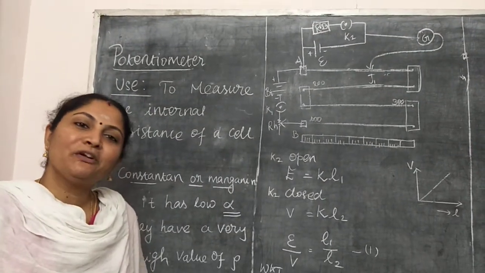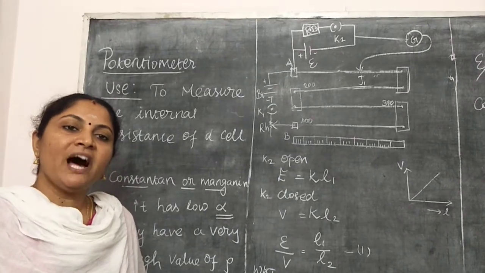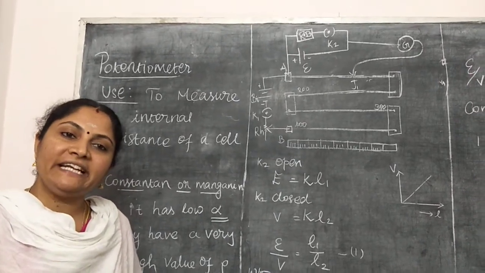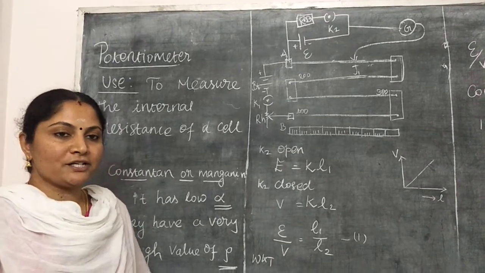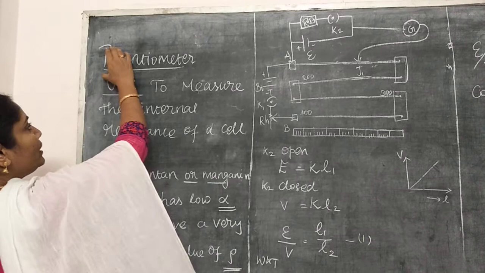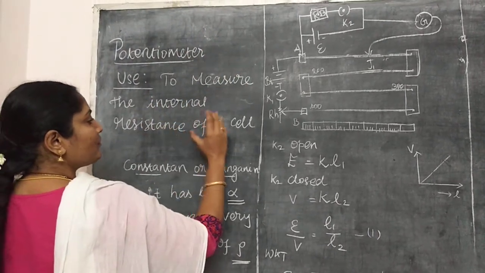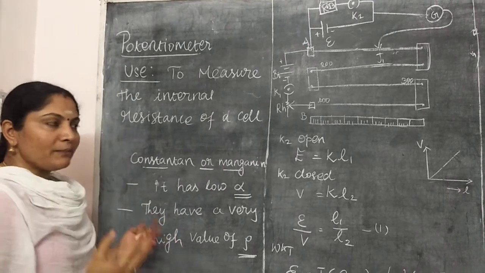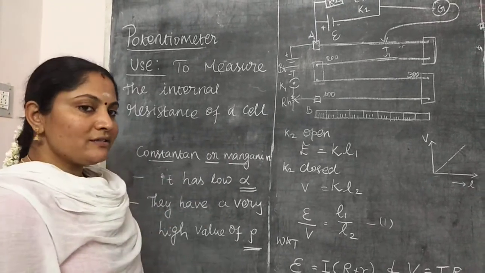Good morning. Today we'll discuss the topic of potentiometer. How is it possible to measure the internal resistance of this cell with the help of the potentiometer? Using a potentiometer we can measure the internal resistance of a cell. How is it possible to measure that value? That only we are going to discuss in this topic.